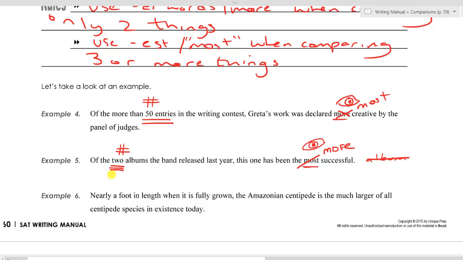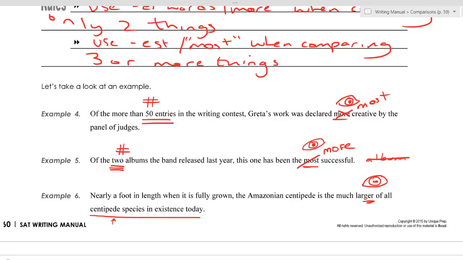In example 6, nearly a foot in length when it is fully grown, the Amazonian centipede is the much larger of all centipede species in existence today. So here's our tip-off clue. There's the ER word. Now, what we've got in this sentence is a little bit trickier than the previous 2 sentences, because we do not have a number of centipede species in existence. They don't tell us how many centipede species are in existence today. However, we can probably assume that it's more than 2 centipede species. Most likely there are more than 2 centipede species.